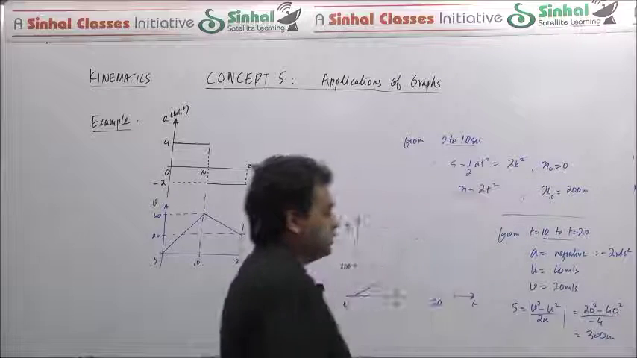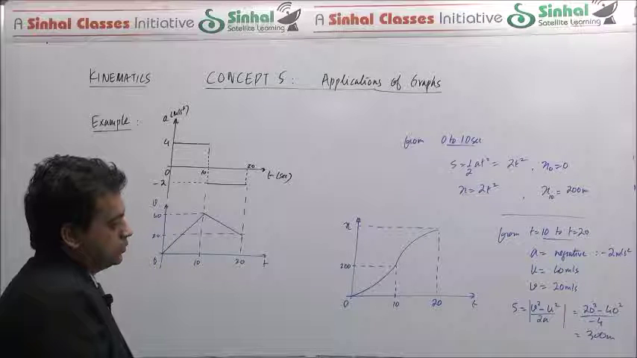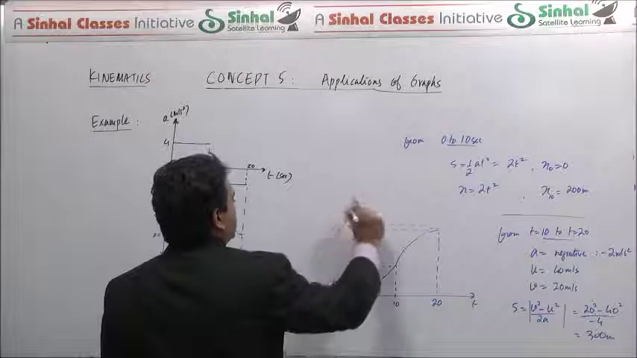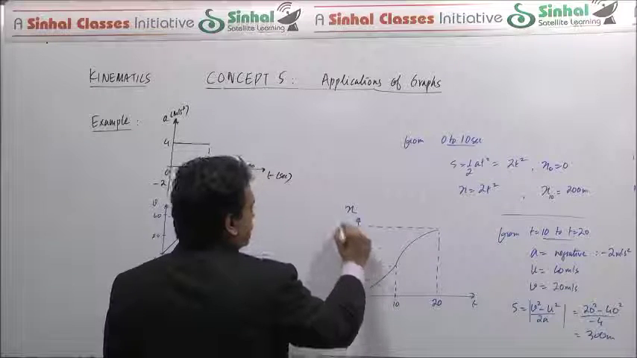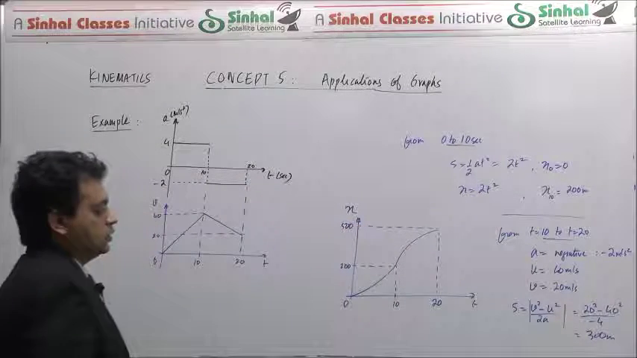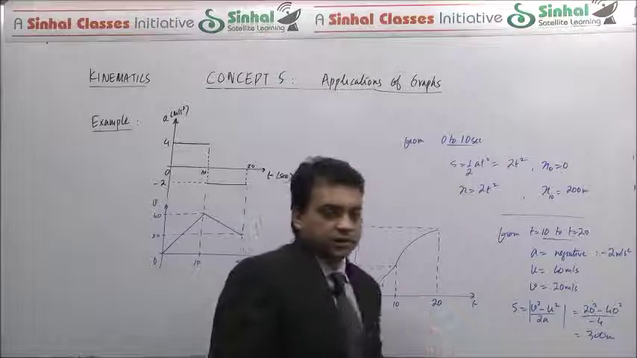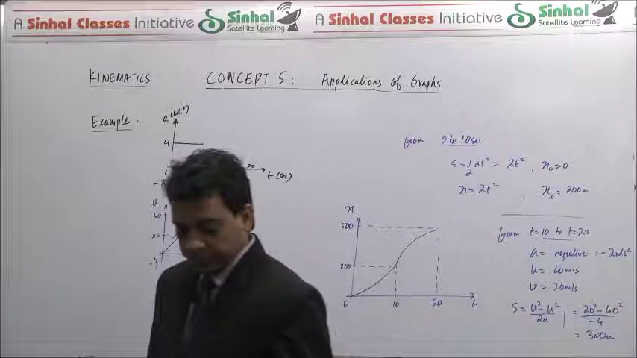You can see the displacement will be 300 meters. So that means the final position at t equal to 20 will become 200 plus 300 or 500 meters. So this is the complete description of the velocity time graph and the position time graph for the given acceleration versus time graph.